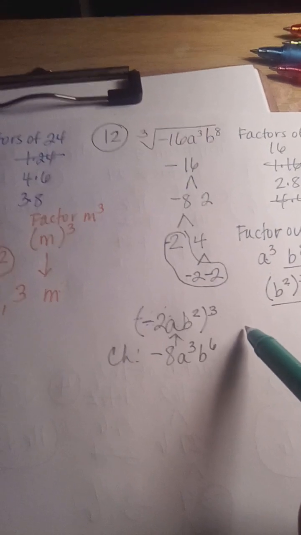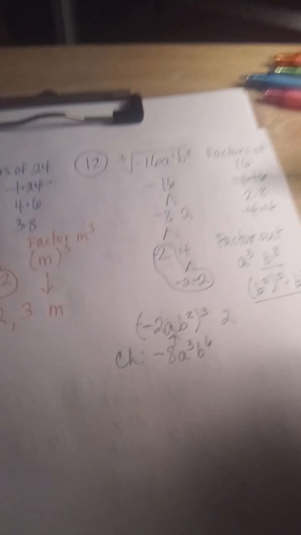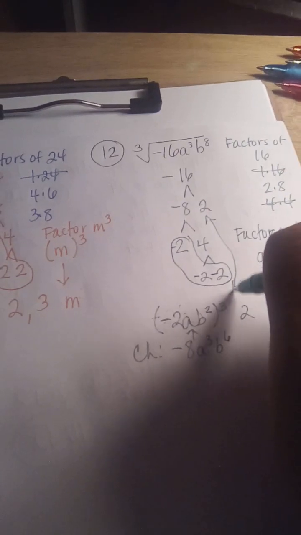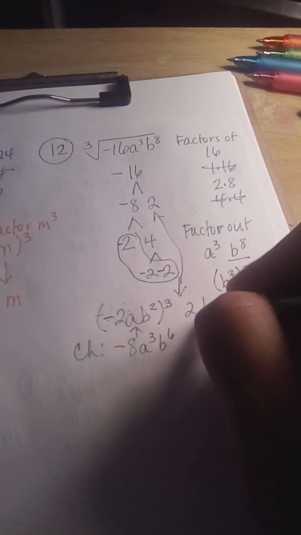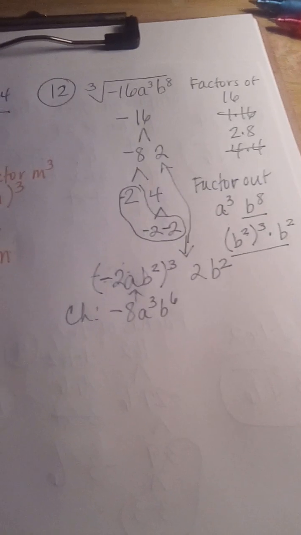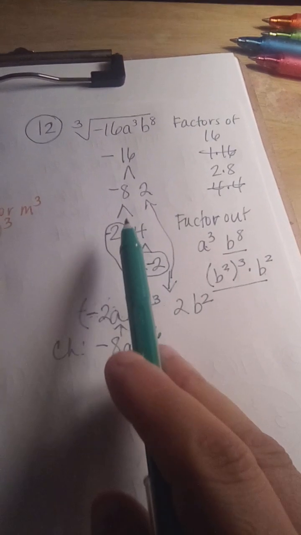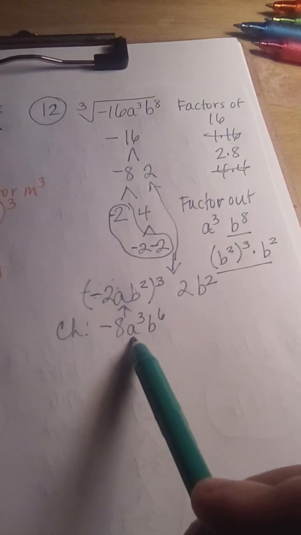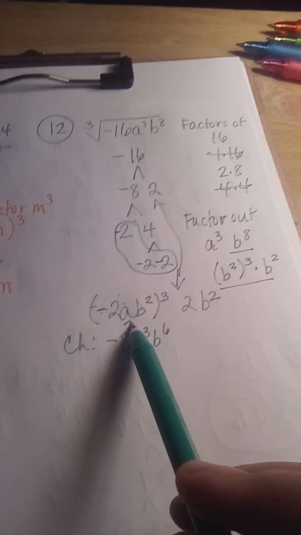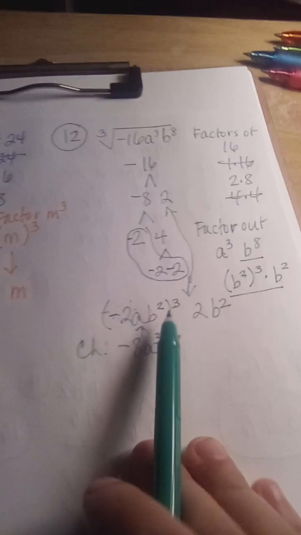Are we done yet? No. What number were we missing? 2, right? That 2 right here. And what's remaining? b squared, right? So in order to get this, the first factor is -8. This is what comes out here as a check. And then it works. So we use this and 2b squared. Are we finished?